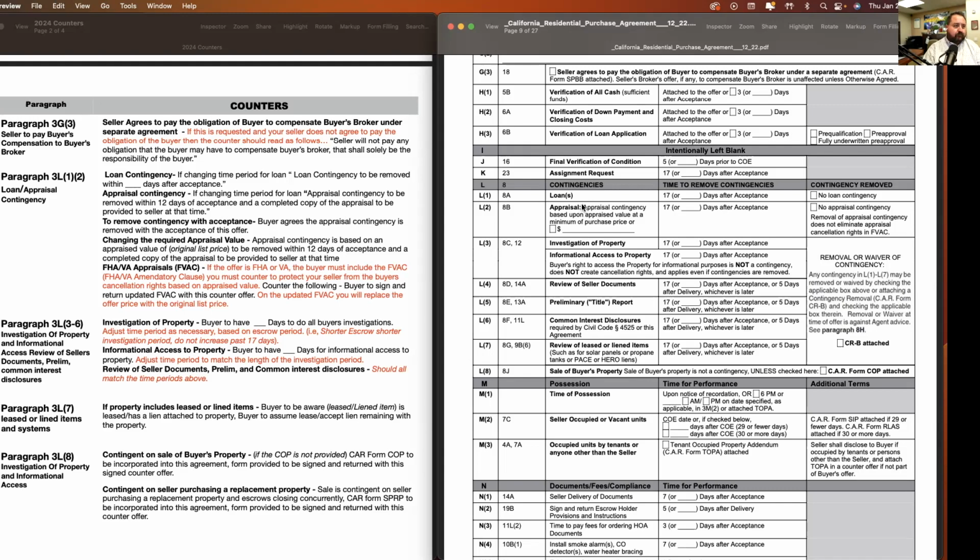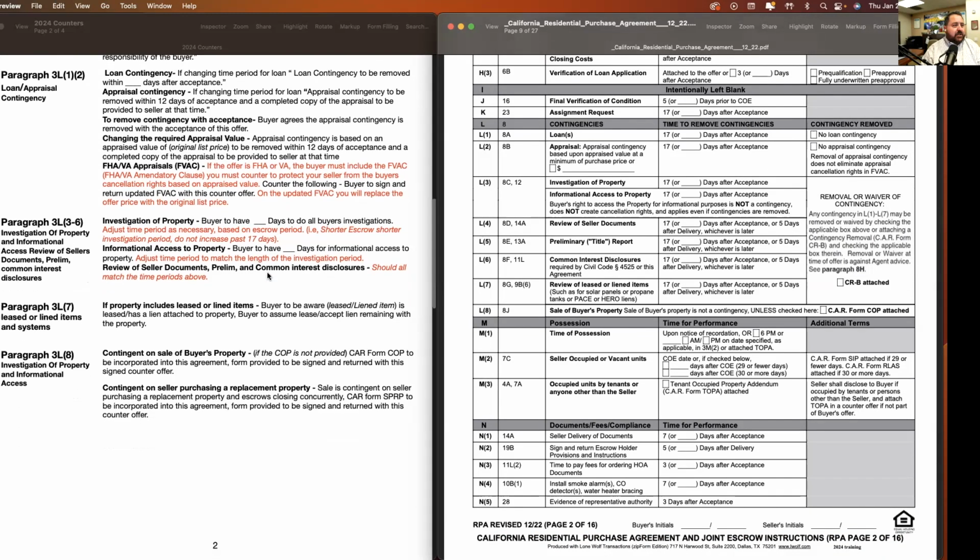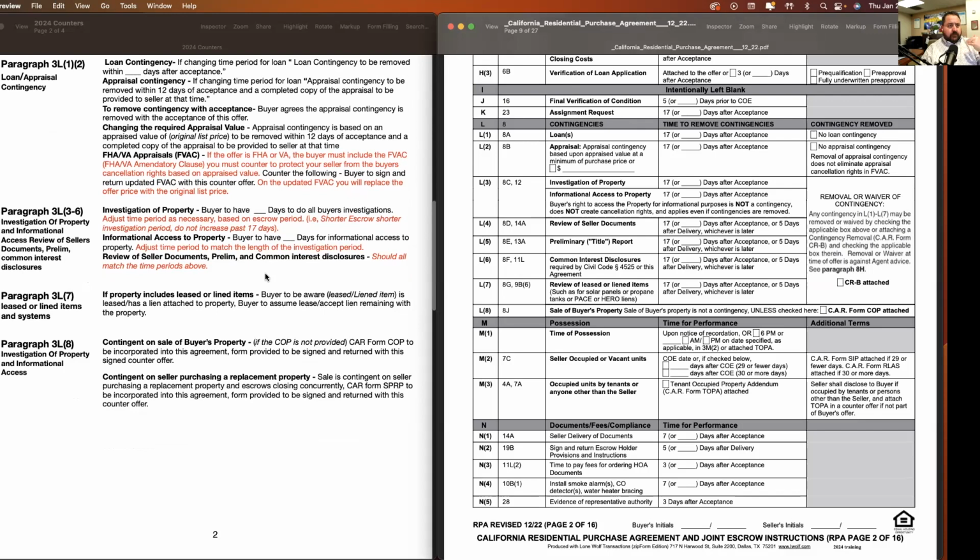Okay. All right. Investigation of property. We look at 3L3, which covers investigation and informational access. Again, I'm good with the 17 days on a 30-day escrow. I don't see the necessity to shorten it to 10 days. But that also becomes a business decision for you. I would shorten it though if they were sending me one of those offers that was a 21-day escrow, so I would shorten that to probably 10 days.